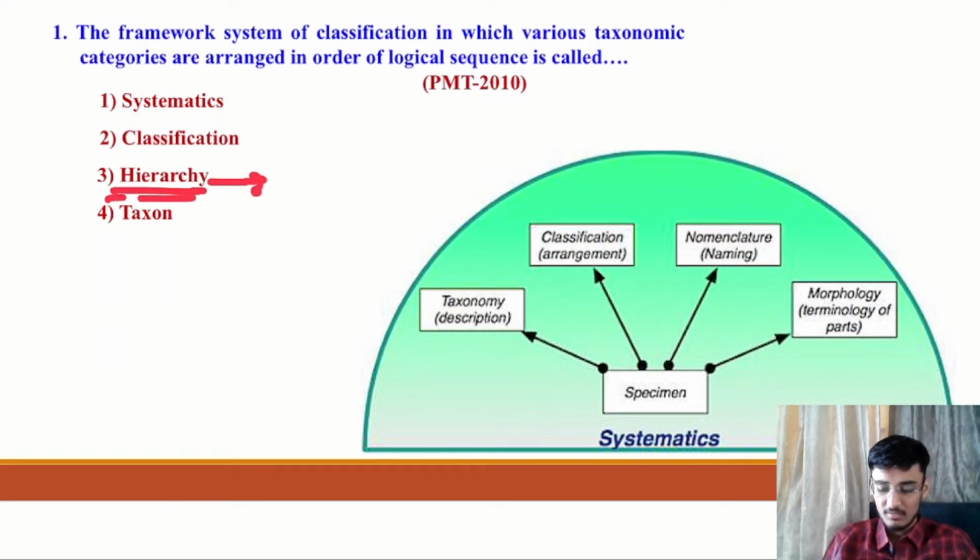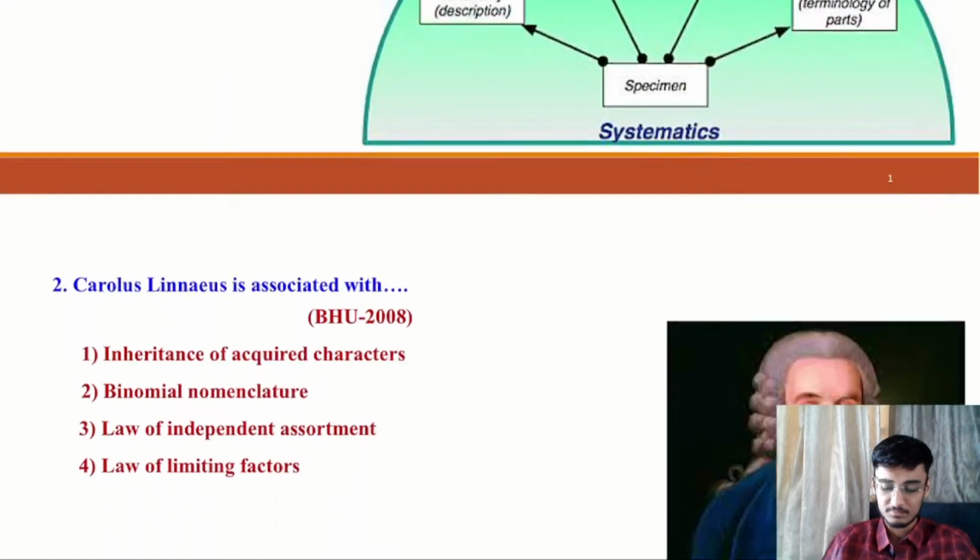What is hierarchy? Arrangement of taxa in a series of order. This is called taxonomical hierarchy. And what do you mean by taxon? Taxon is the smallest unit of taxonomical hierarchy. So your answer should be answer number 1.